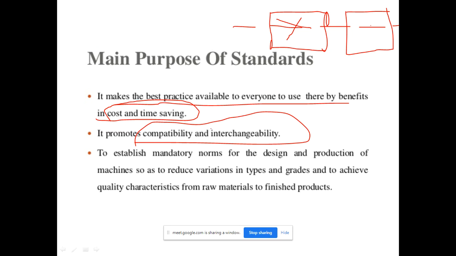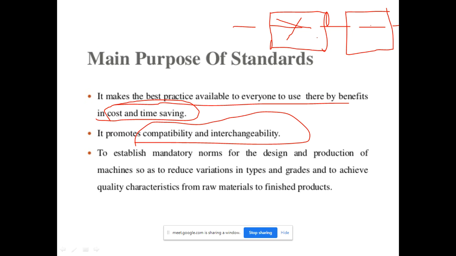So that means the product must be compatible enough so that the shaft shall be easily entered into the hole. Once the shaft is rejected, another shaft will replace that particular rejected shaft. So that means it will save your time and it will save your cost. So same thing, interchangeability. So interchangeability means it is the best practice to be adopted in the mass production.